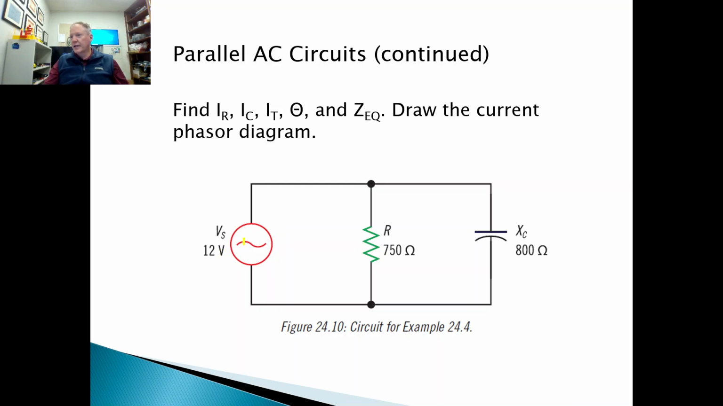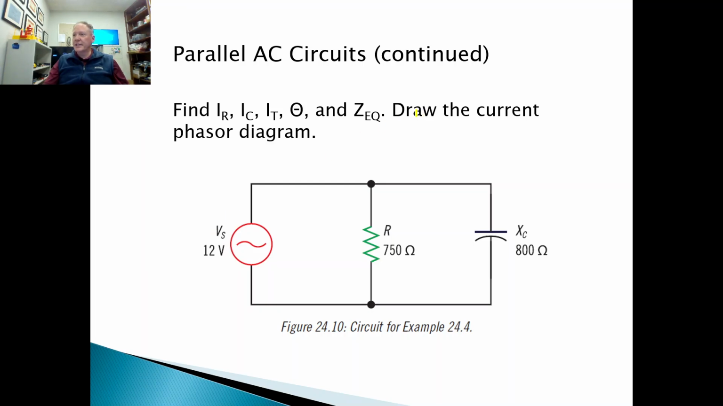So now we have 12 volts. So VR is going to be 12 volts, or IR is going to be 12 volts divided by 750K. And then IC is going to be 12 volts divided by 800 ohms at negative 90. This will be at 0. And that will give us IR and IC. IT will be the sum of those.